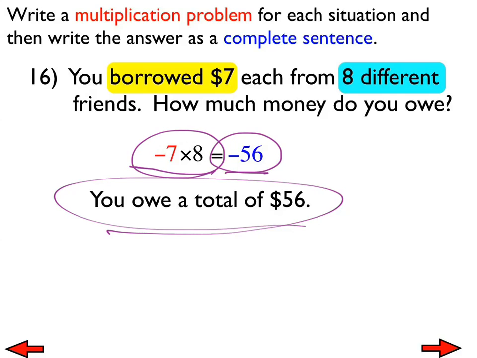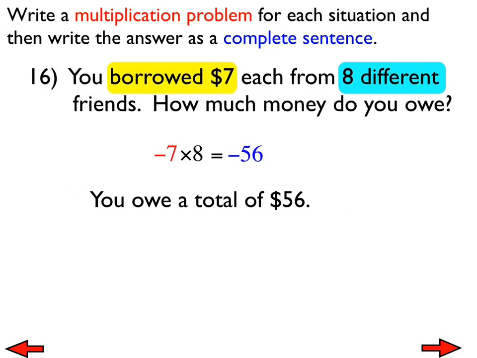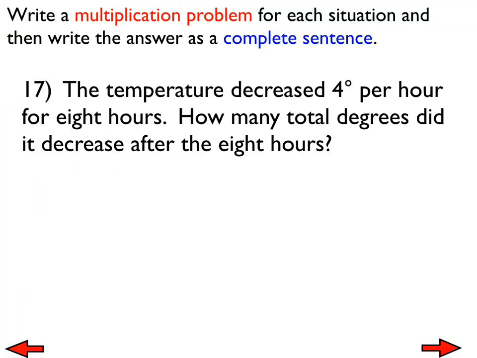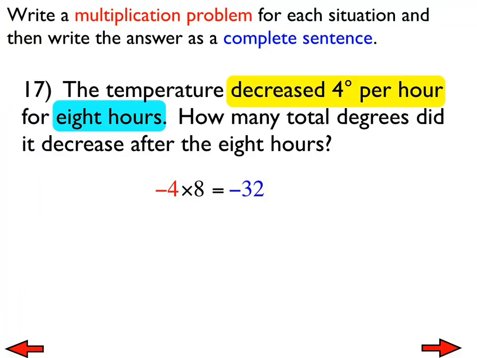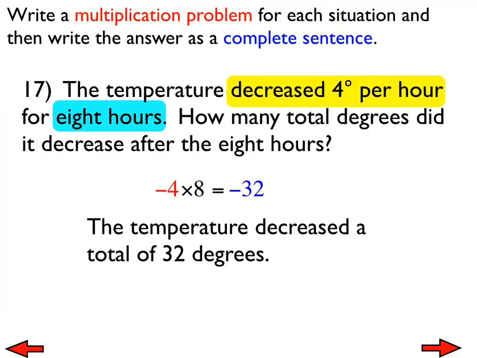So, everybody do number 17 and number 18. Let's take a look at number 17 and number 18. Number 17, the temperature decreased 4 degrees per hour. That is represented with a negative 4. And it's doing that for 8 hours. So that would be multiplied by 8. That, of course, is negative 32 for a number of different reasons. Answering the problem with a complete sentence would be something like this. The temperature decreased a total of 32 degrees. So you need to make sure you have a sentence that means the same thing.